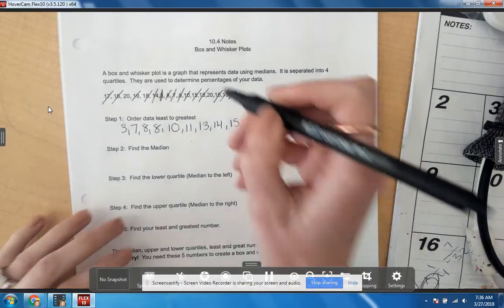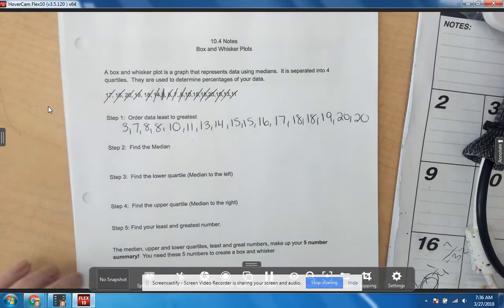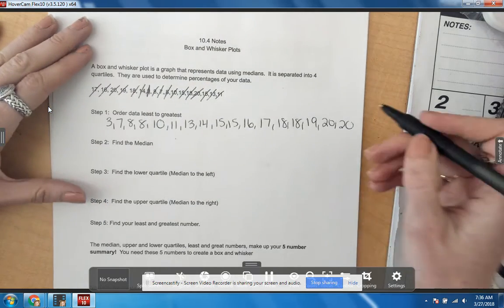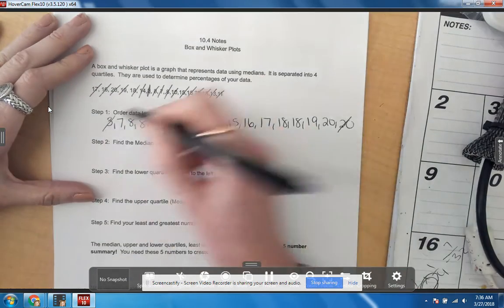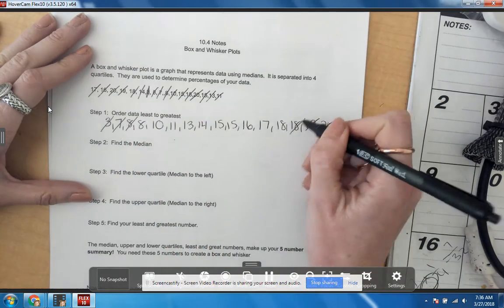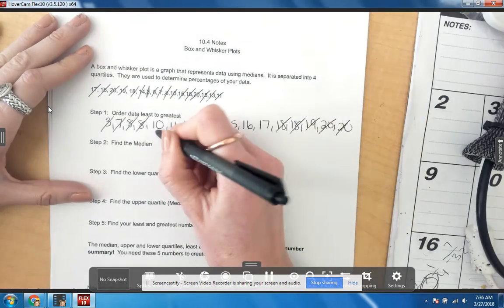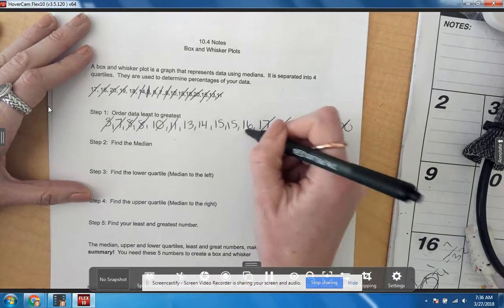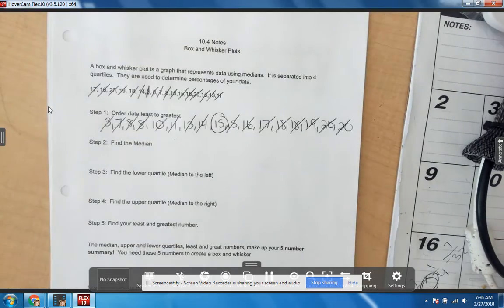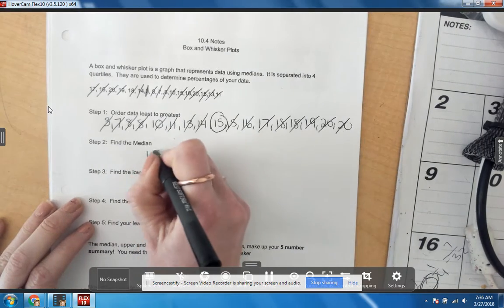Okay, so my first step was to order the data least to greatest. Now, find the median. So to find the median, you're crossing out, finding the number in the middle. So cross one out on both sides to get to the middle. So make sure you're doing this with me. Okay, so I'm getting that the median is 15, so I'll write that here.